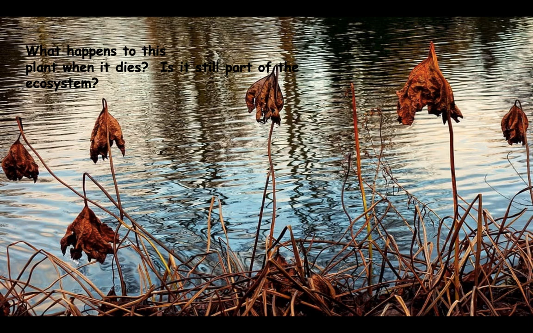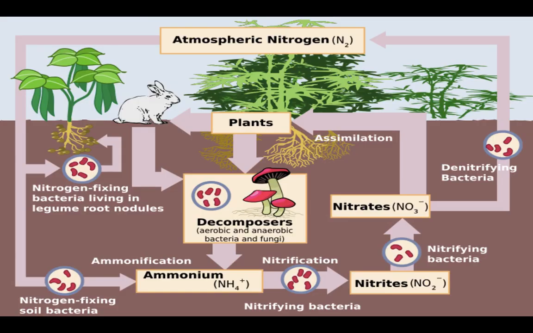So here's a plant that looks like it's died off. Maybe it's the fall and it's starting to get cold. What happens to this plant when it dies? Is it still a part of the ecosystem? The temptation might be to say no, it's dead, so it's not doing anything anymore. But that is not the case.